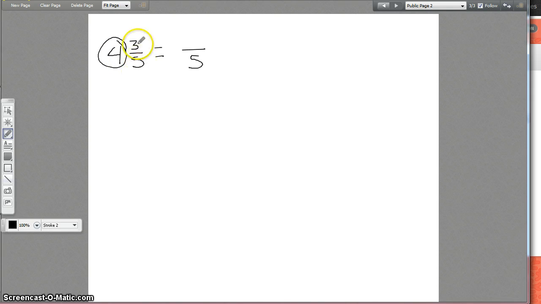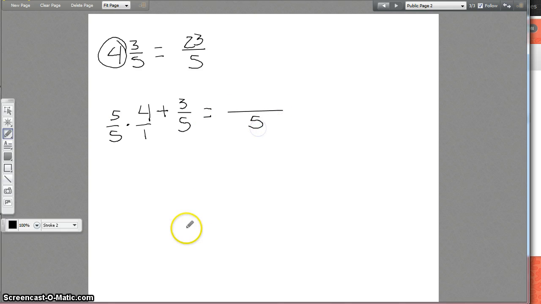4 times 5 is 20, and then you add the numerator. So you would add 3. 20 plus 3 is 23. The reason that works is that 4 3/5 is really the same as 4 plus 3/5. We can't add these directly as they are because they don't have a common denominator. This 4 is really a fraction over 1. We need to have a common denominator of 5. So we need to multiply this first fraction by 5 over 5. When we do that, we end up with a common denominator of 5. 5 times 4 is 20. And then we write down our 3. And so we end up with 23/5.